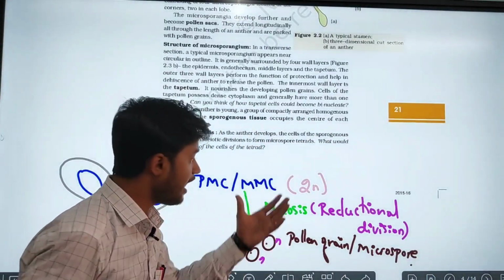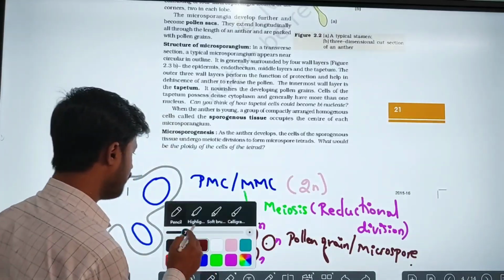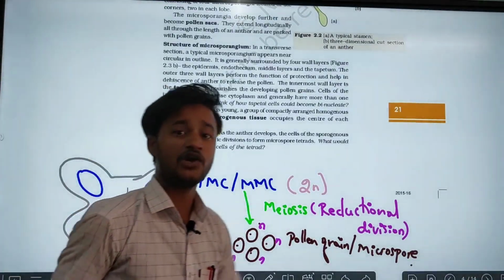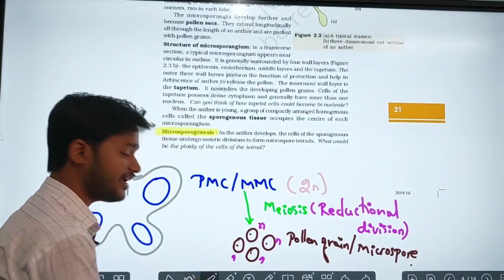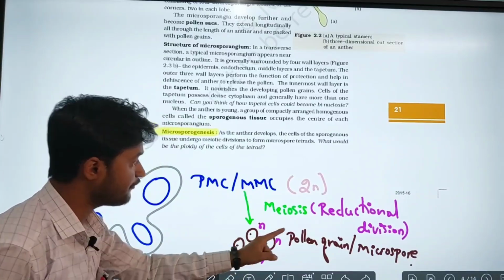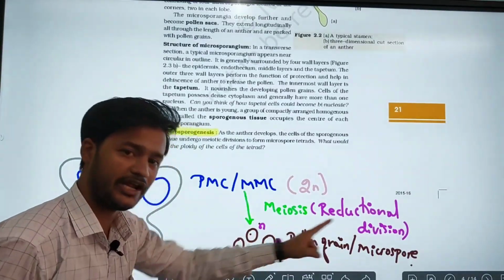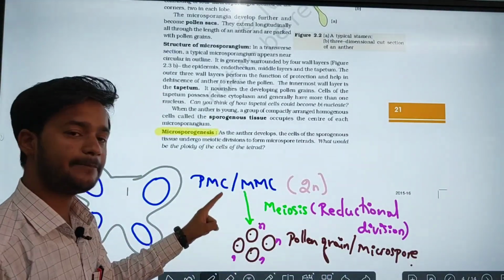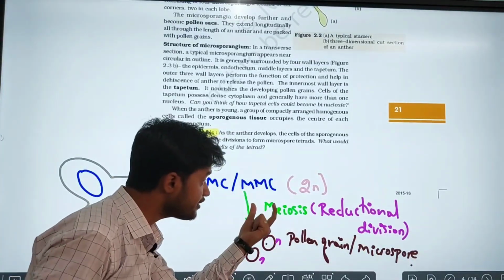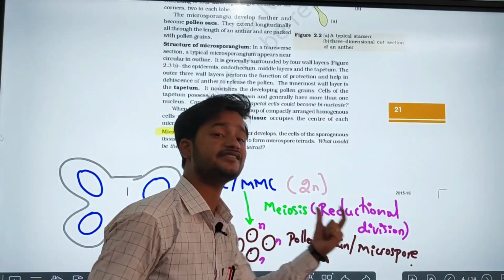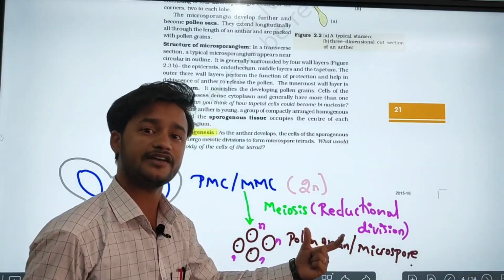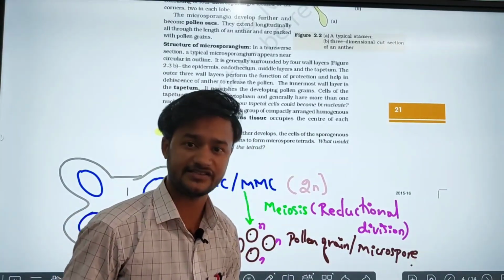Microspore. Okay, and that phenomenon is called what? Microsporogenesis. Okay, what is genesis? Genesis means development or formation of the haploid microspore from the diploid microspore mother cell or pollen mother cell through meiotic cell division, or reductional cell division. That phenomenon is called microsporogenesis.